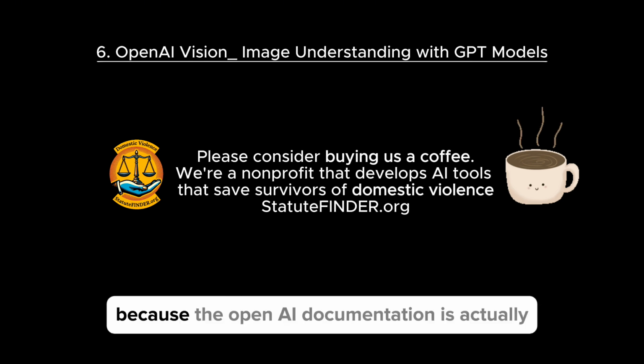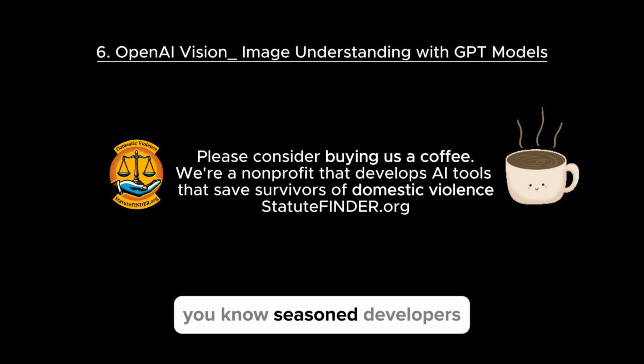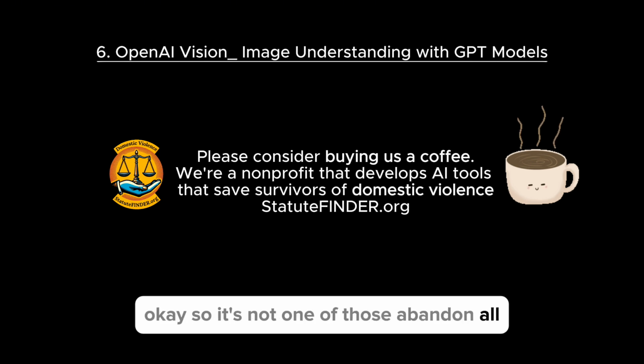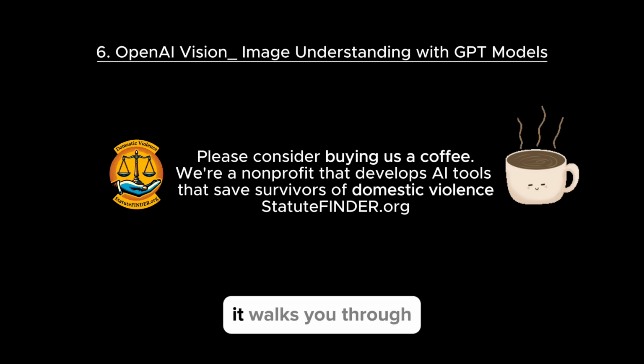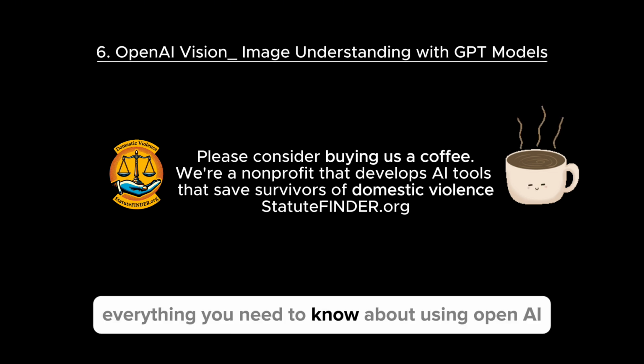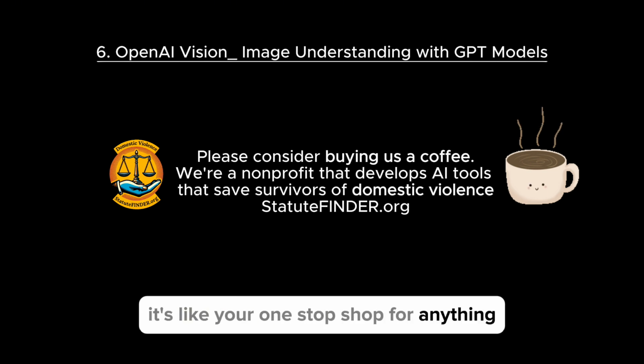Well, you're in luck, because the OpenAI documentation is actually pretty well structured. And even better, it caters to both beginners and more seasoned developers. Okay, so it's not one of those "abandon all hope, ye who enter here" kind of situations. That's good to hear. Not at all. They actually have a dedicated section called Vision. It walks you through everything you need to know about using OpenAI models with images. It's like your one-stop shop for anything vision related.